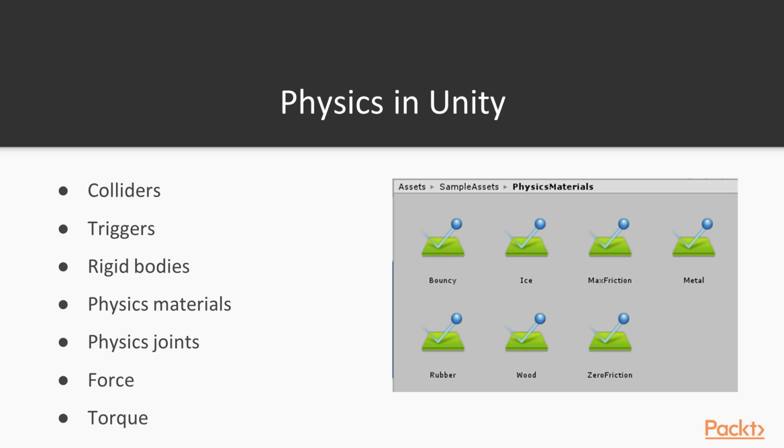Rigid bodies allow us to add mass to a body to replicate real-world gravity and the effects of other forces. A physics material in Unity is a type of asset that provides information regarding how one object reacts to another. In Unity, we can use three different types of physics joints to create a rigid body. These are fixed, hinged, and spring. Force and torque are not unique or specific to Unity, but important nonetheless.